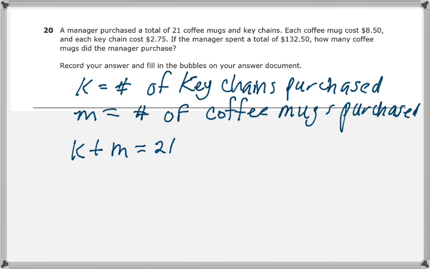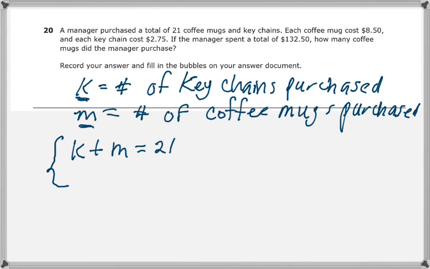Okay, so we have two unknowns, number of keychains purchased and number of coffee mugs purchased. So in order to solve for two unknowns, we need to have at least two equations in those two unknowns. So we have one of the two equations, and let's go ahead and find the other one. The next one's going to involve the cost of the coffee mugs and the total amount we spent.